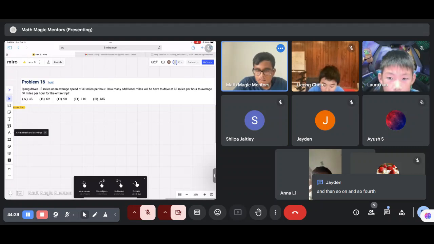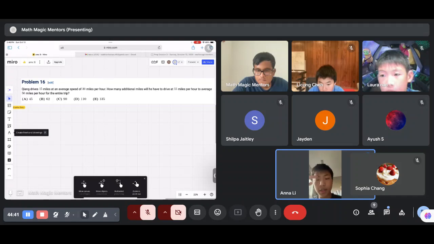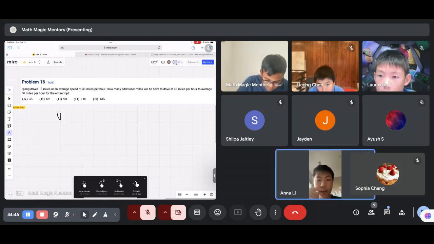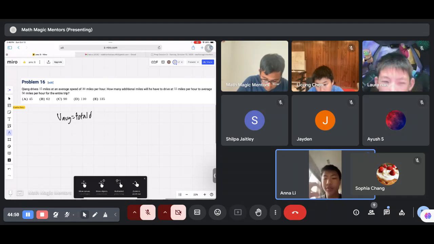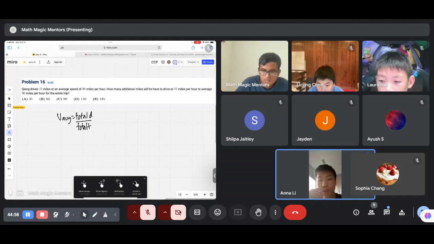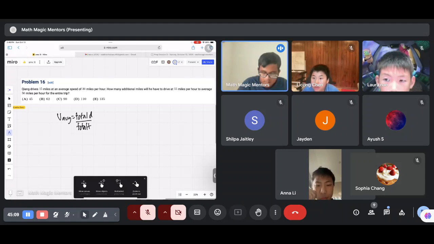Average speed equals total distance over total time. What you need is to find the total distance they've traveled already, and then you plug in the numbers: multiply by 55, add those two together, and do it over 50 or something like that. Mm-hmm. Yeah, I think that's on the right track.